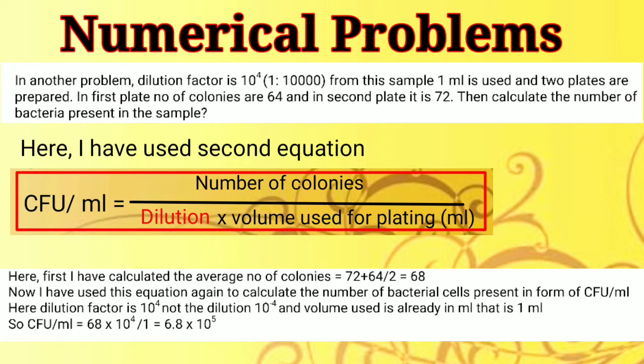Here first, I have calculated the average number of colonies, that is 68. Now I have used this equation again to calculate the number of bacterial cells present in form of CFU per ml. Here dilution factor is 10 to the power 4, not the dilution, that is 10 to the power minus 4. And volume used is already in ml, that is 1 ml. So colony forming unit per ml is 6.8 into 10 to the power 5.